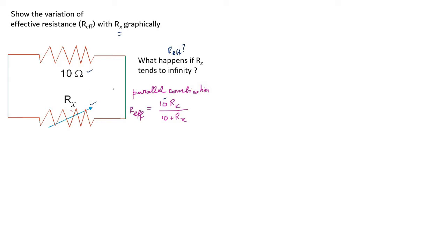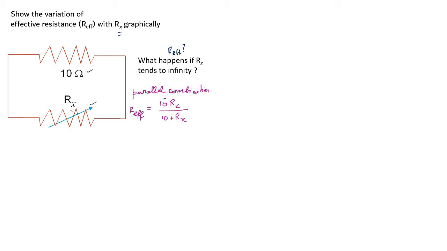We have to draw the graph for that. For that, we will give various values to Rx, calculate the corresponding values, get the ordered pairs, plot it in the plane of the graph. Then you will have to join all the points freehand to get the curve, right?